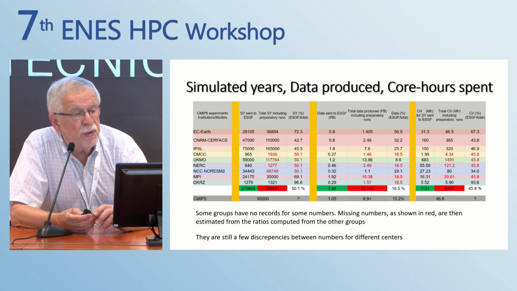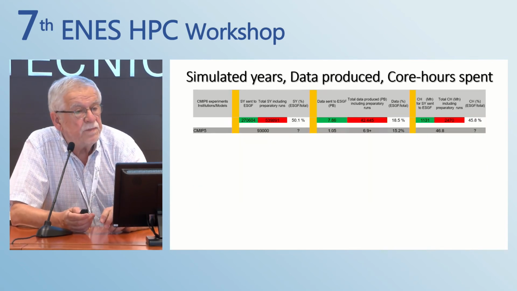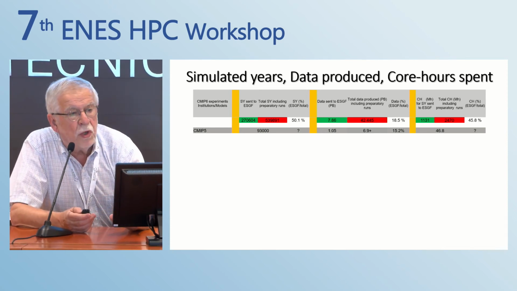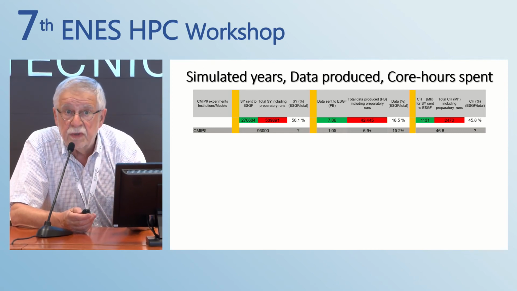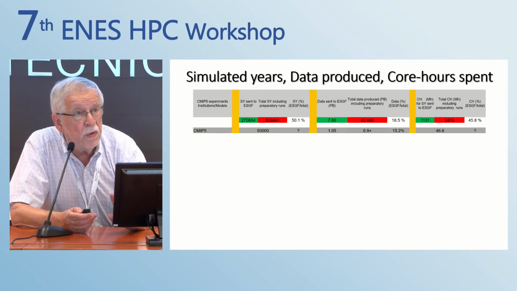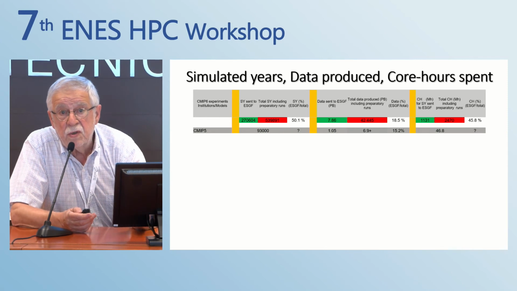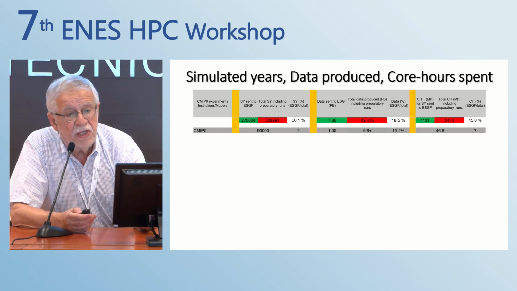There are still a few discrepancies between numbers for different centers. I will maybe come back to that a bit later. Now, forget about the various centers, just look at the total numbers and compare them with what we could reconstruct from the CMIP5 exercise. In CMIP5, of course, the matrix was not developed and the numbers were very, very scarce. Some could be stored in the modeling groups, some could be found in the ESGF archive.